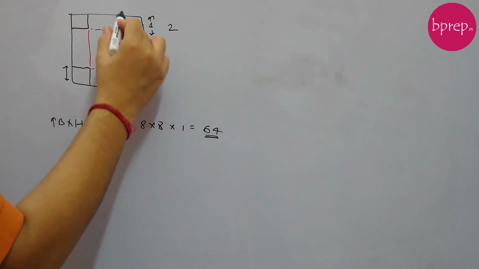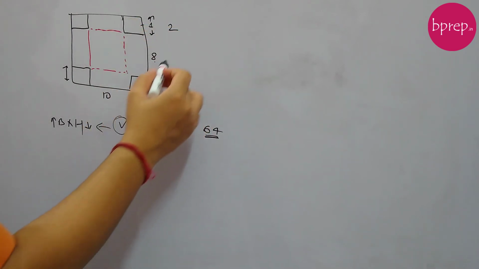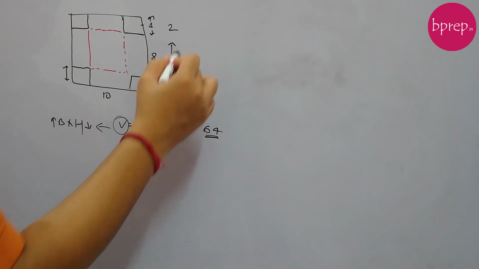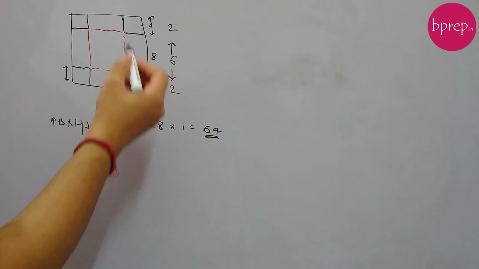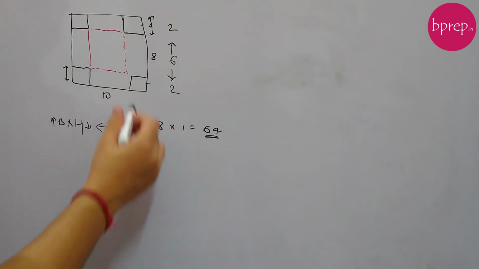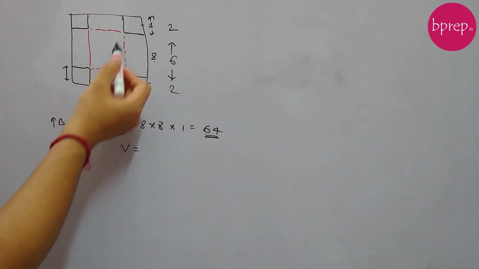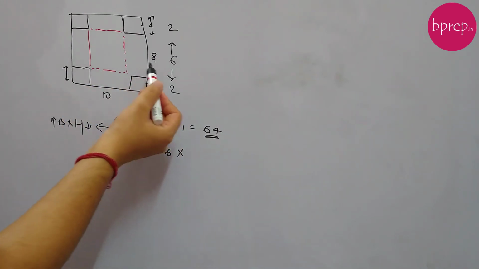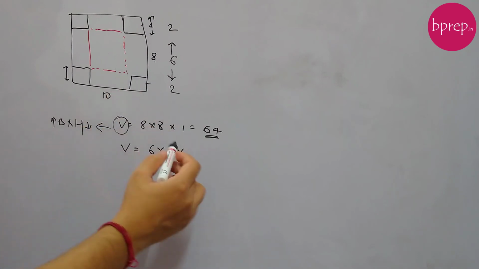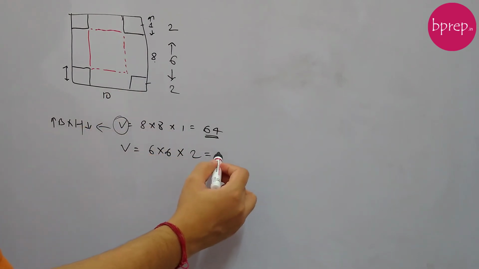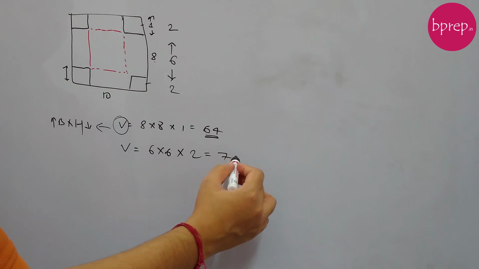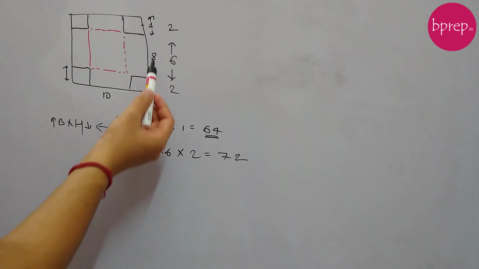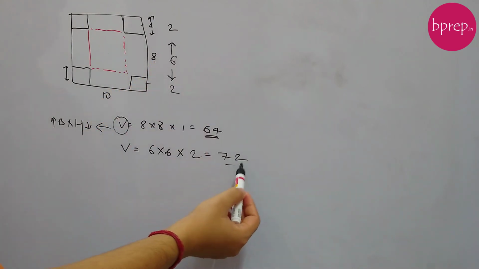So 2 inch from this corner, 2 inch from this corner. Then the remaining portion would be 6, 10 minus 4. So this part would be 6. Now if this is the case, then what would be the volume? So volume will be base 6 into 6 into, now we have height of 2 inches, right? So 36 into 2, 72. So see, in this case, when we are removing more, the volume is getting increased.